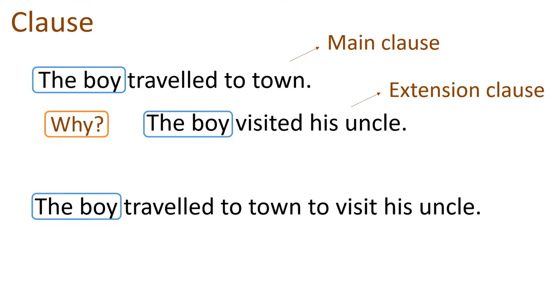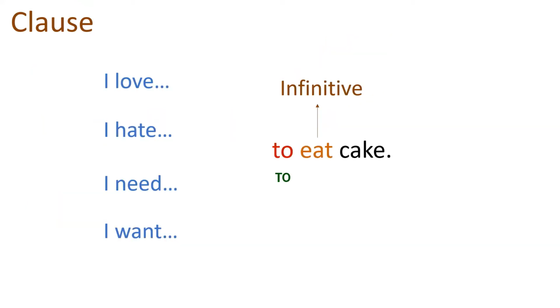So the full sentence reads, the boy traveled to town to visit his uncle. This construction is often used with verbs of obligation or desire, such as I love, I hate, I need, or I want.